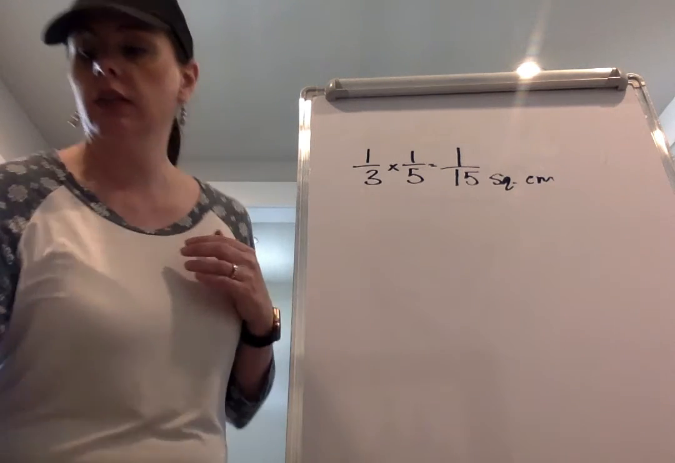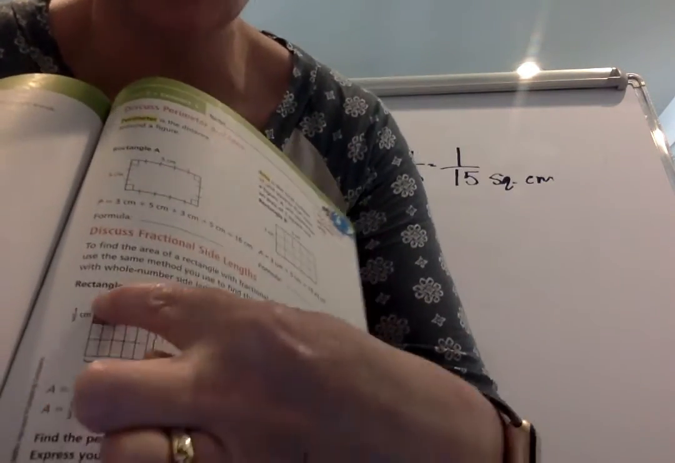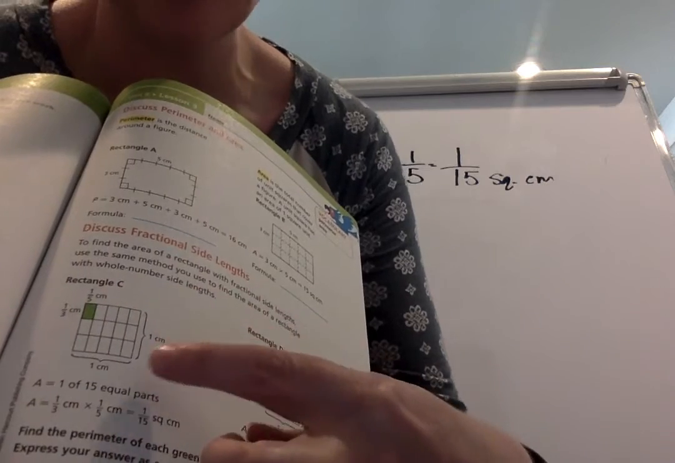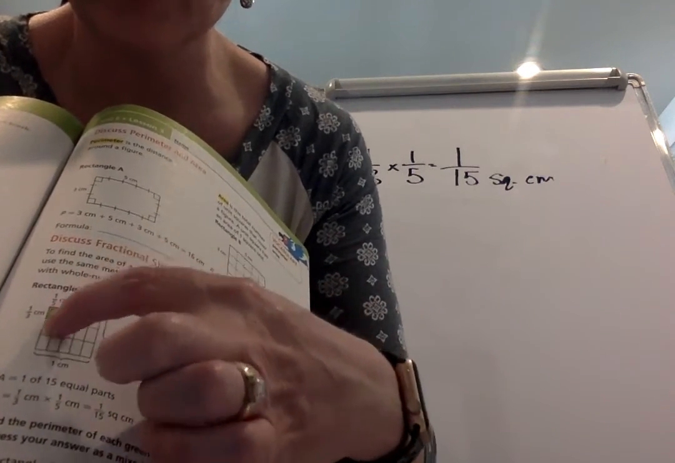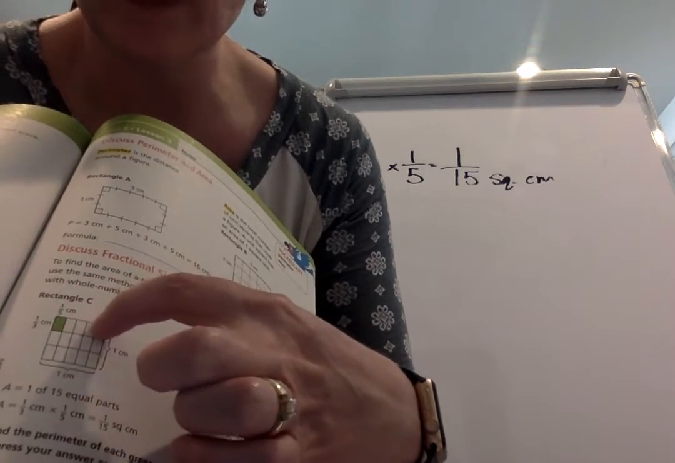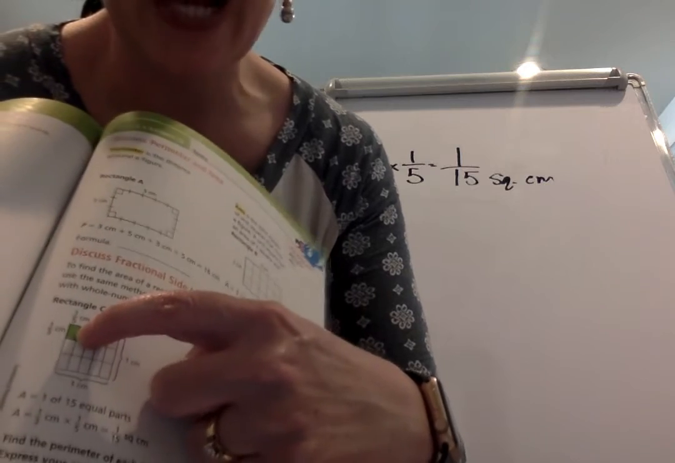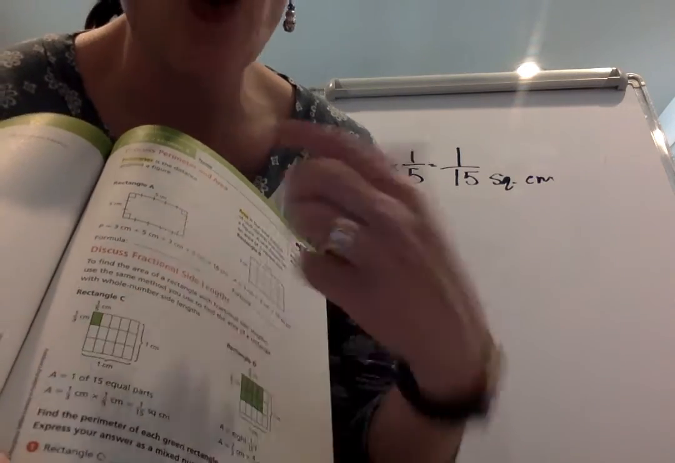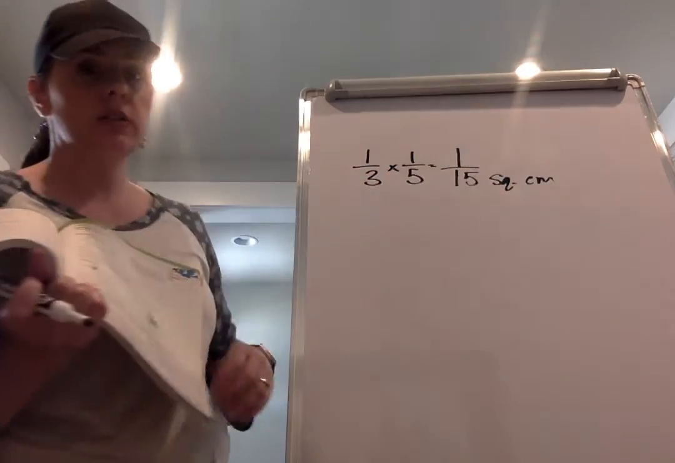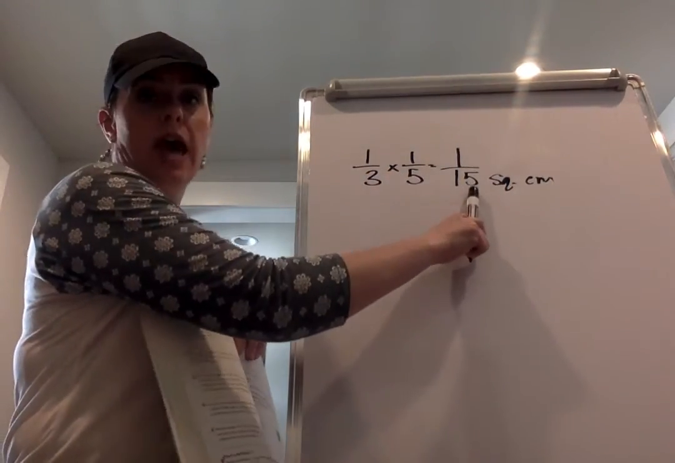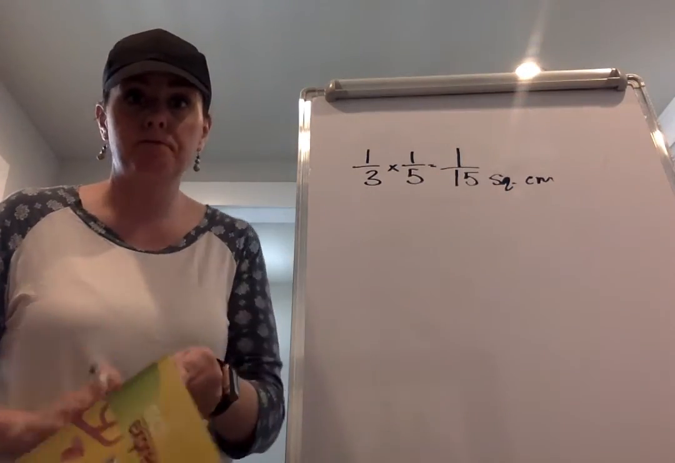Also, if you're looking at the square, if you count the total number of squares in this shape, it would be 15, right? It's what we were working with before. We have 1, 2, 3 times 1, 2, 3, 4, 5. There's 15 squares. So this little tiny green square is 1 of 15. As a fraction, 1 of 15 looks like 1 over 15, right? Okay.